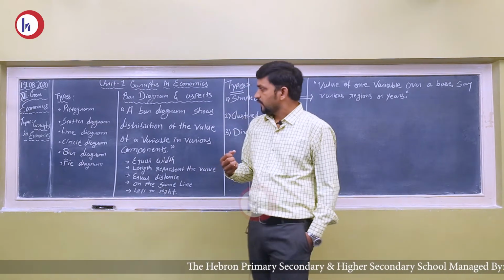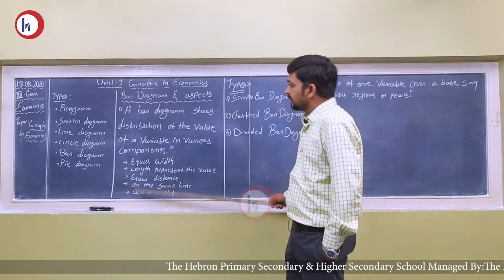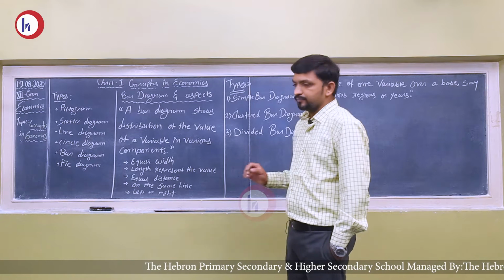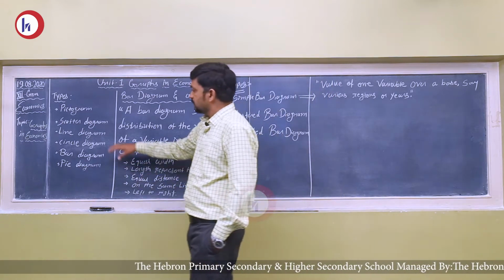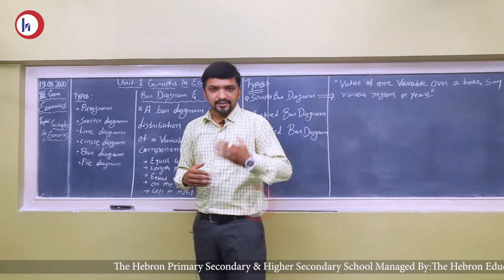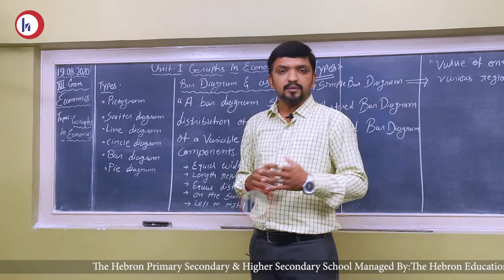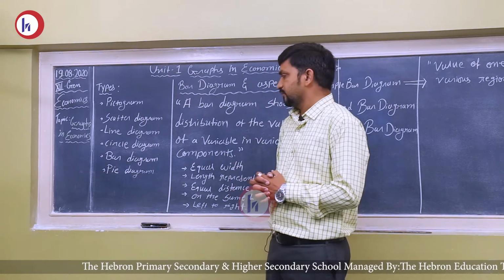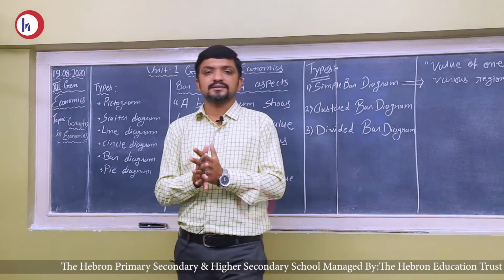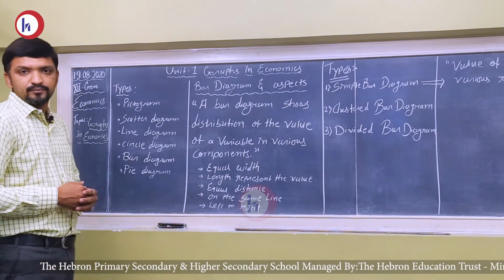So now, as you can see on the board, there are 6 types of diagram. Number 1, pictogram. Number 2, scatter diagram. Number 3, line diagram. Number 4, circle diagram. Number 5, bar diagram. And number 6, the last but not the least, pie diagram.